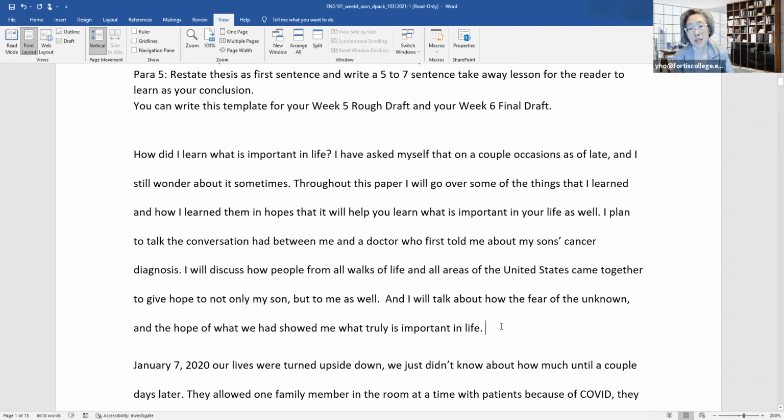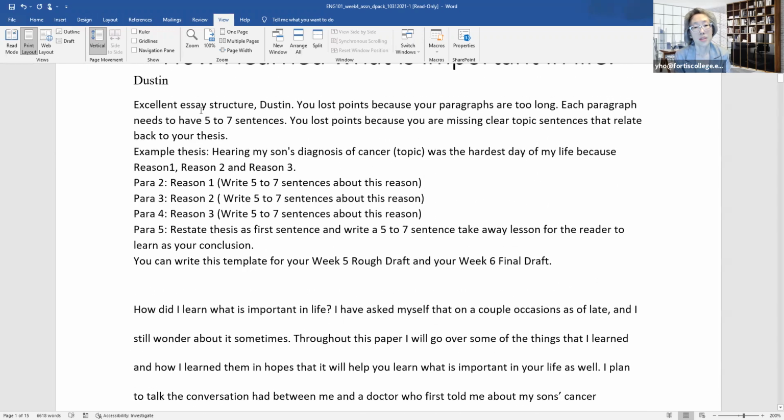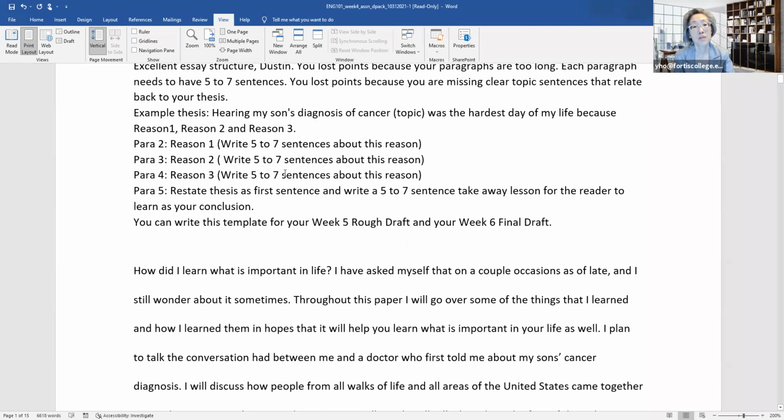And so here I am writing a slightly better version of his thesis. I'm not quite sure how I make this a different color, so I'll just say it. Hearing my son's diagnosis was the hardest day of my life because, and then here you would write about reason 1, reason 2, and reason 3. Paragraph 2 will be reason 1, paragraph 3 will be reason 2, paragraph 4 will be reason 3. Then you write 5 to 7 sentences about each reason. And then you restate the thesis as the first sentence, and you write a 5 to 7 sentence takeaway lesson for the reader to learn as your conclusion.